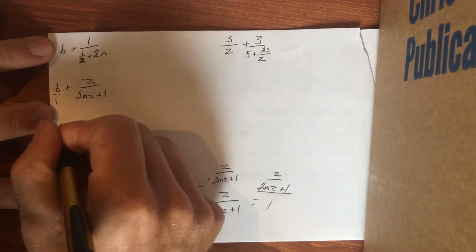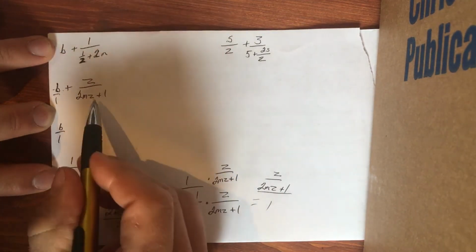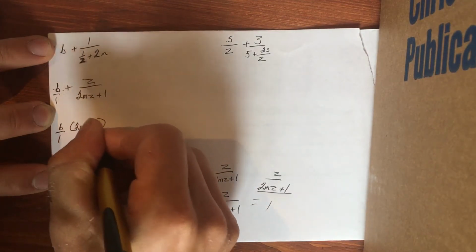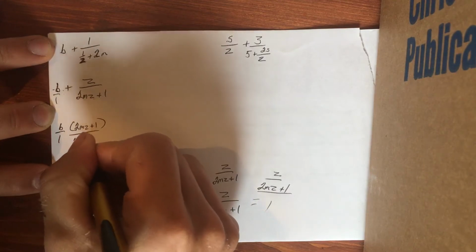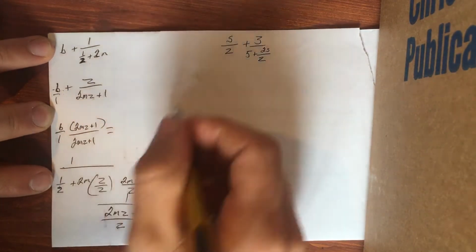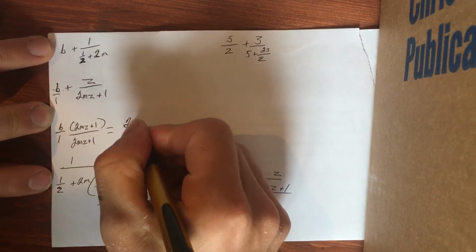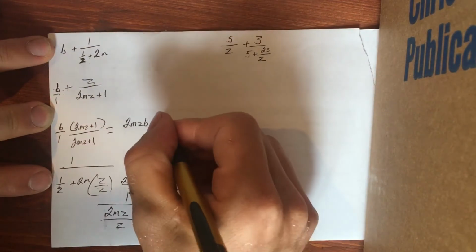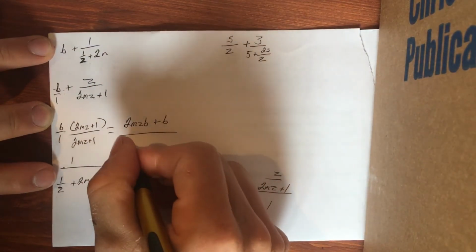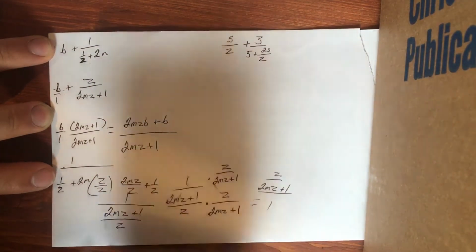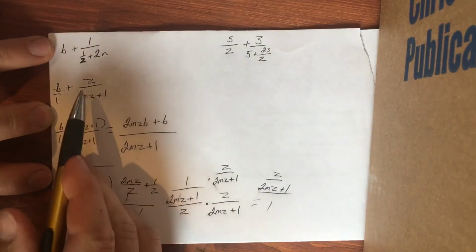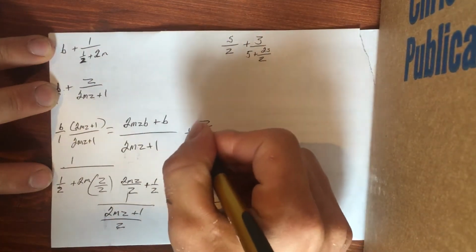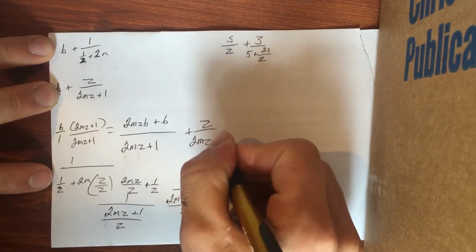So let's multiply this guy times our b. So I'm going to copy b over 1, and we're going to multiply by this guy, 2mz plus 1 over 2mz plus 1, and that equals 2mzb plus 1 times b is b over 2mz plus 1. All right, so there we've done this part, and then we need to add on our z. So plus z over 2mz plus 1.